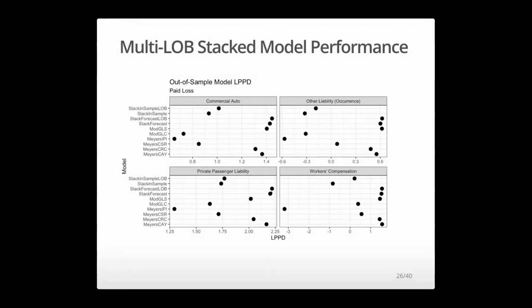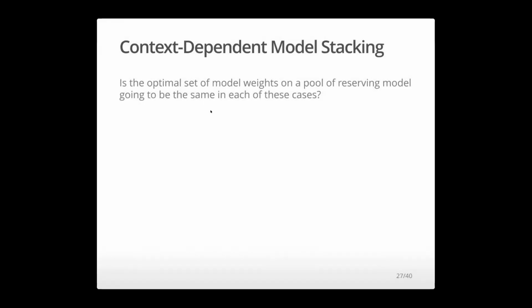And so it seems clear that there's a reason why we should do things the right way, which is that in plenty of circumstances, the shortcut is going to fall flat. So the last bit of theory I'm going to go through is on context-dependent model stacking. Basically, the idea here is: is the optimal set of model weights on a pool of reserving models going to be the same in each of the following cases?